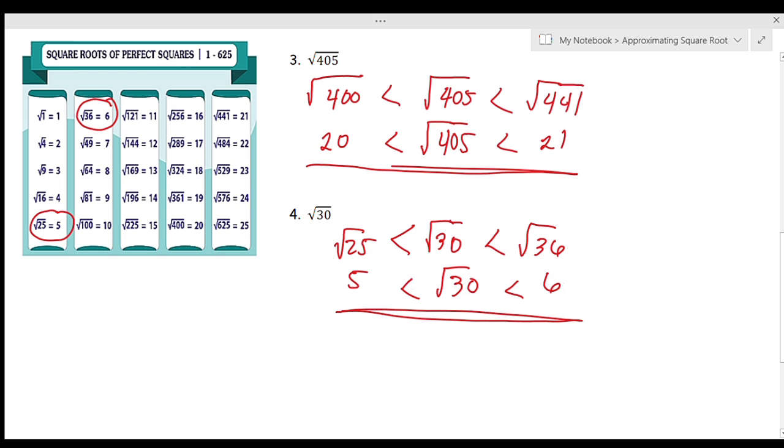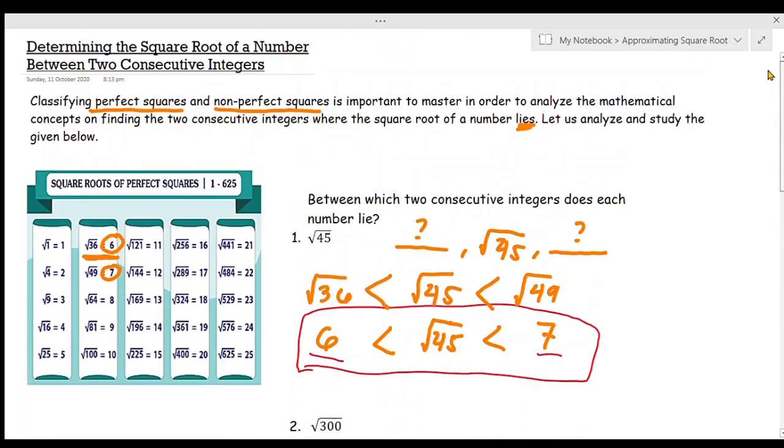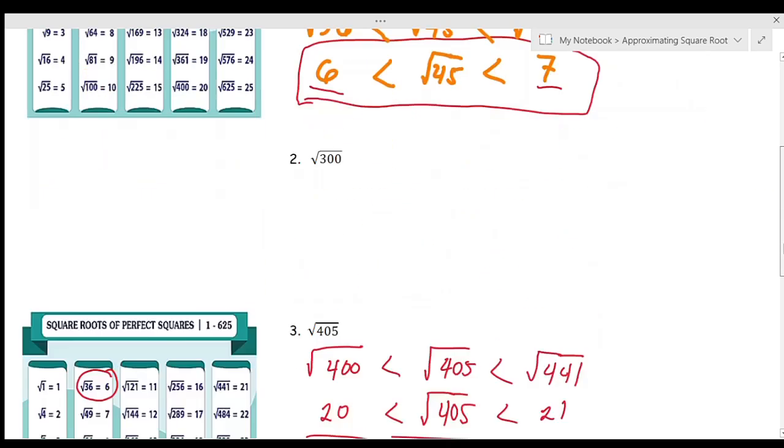So that ends our topic for determining the square root of a number between two consecutive integers.